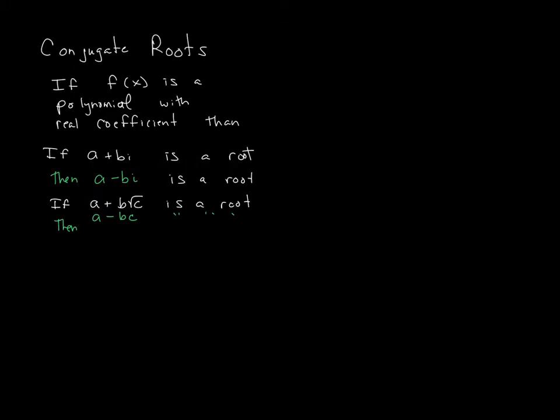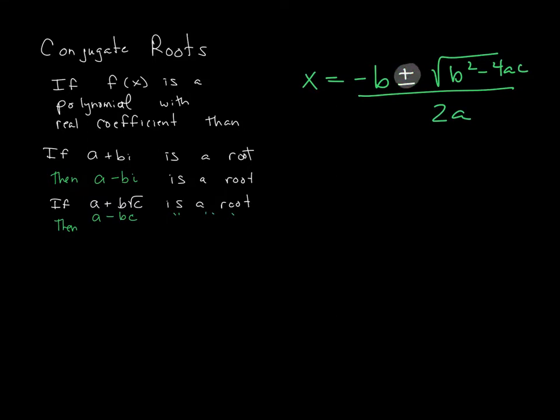Now, this should make sense if we think back about what the quadratic equation says. x is equal to negative b plus or minus the square root of b squared minus 4ac all over 2a. So what we have here is this plus or minus, right? And that is what guarantees us this idea of what's called a conjugate pair. Whenever one of these values exists, the other must exist. And that will always be true.